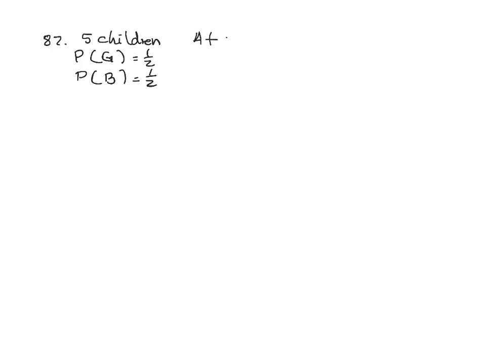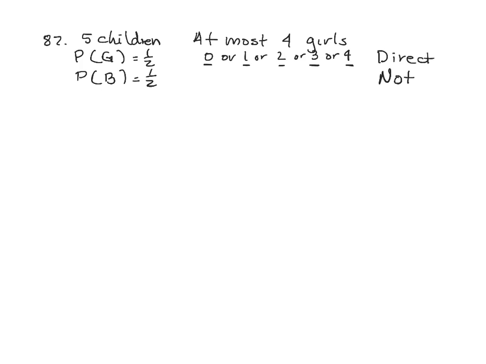So at most 4 girls means we're looking at, as far as the girls go, 0 or 1 or 2 or 3 or 4. Now if we were doing this directly, that is a lot of binomial probabilities to set up, and I'm sure you're looking at that and saying, I'm not sure I want to do the direct method for this. So let's look at what we consider the not method. So that would be 1 minus the probability of 5 girls.